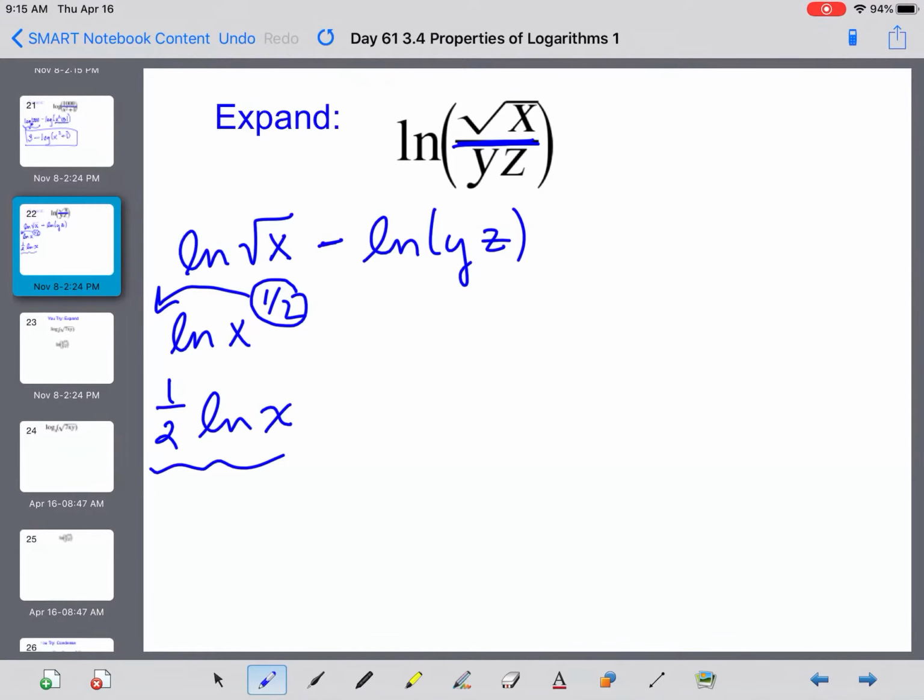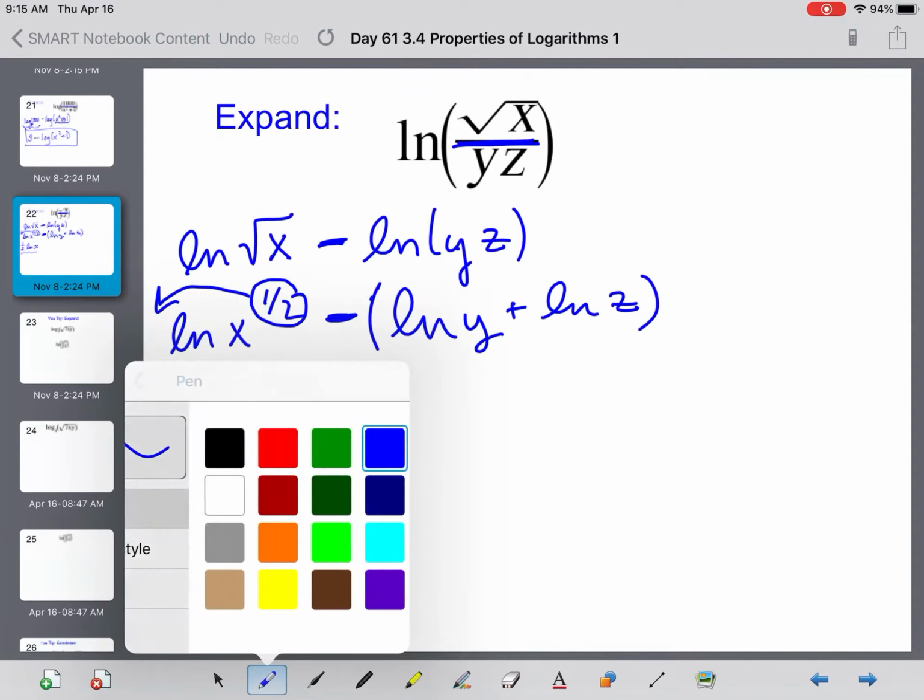Now, keeping in mind with this second piece, I am subtracting the natural log of y times z. So think about keeping that subtraction sign in there. I have the natural log of, well, if I have y times z with my arguments, this is going to be natural log of y plus natural log of z here. But I have that subtraction sign.